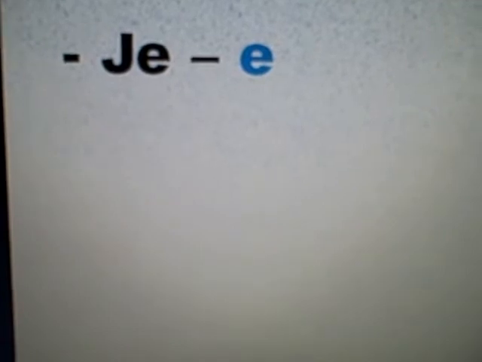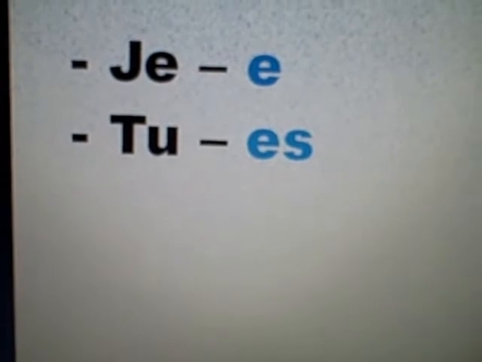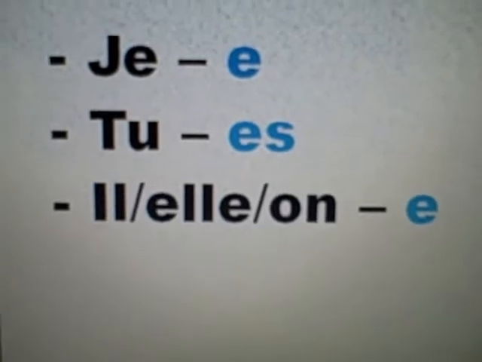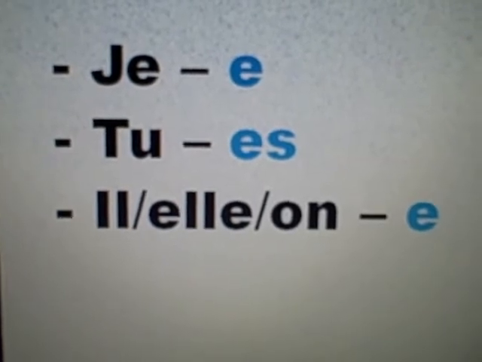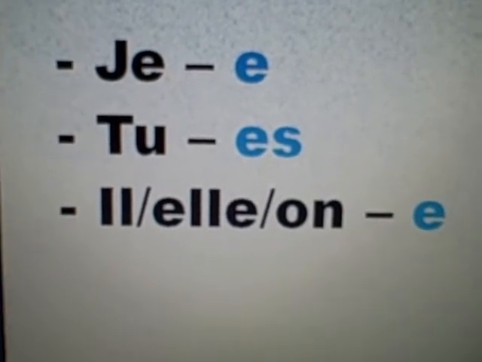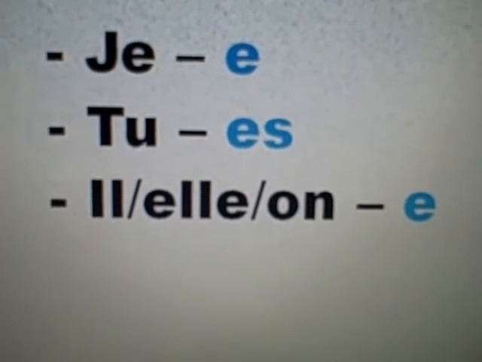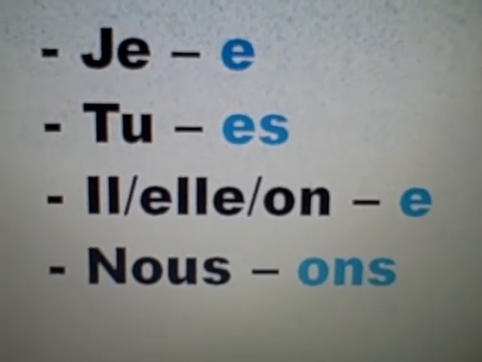If your subject is je, your verb ending is going to be the letter E. If your subject is tu, your verb ending is ES. If your subject is il, elle, or on, your verb ending will be E. Keep in mind that subjects are not always pronouns, so if you have a person's name, if you're talking about a girl or a boy, that would also take an E because you could replace the person's name with an il or an elle. So anytime you're talking about a girl or a guy or an it, you're going to have an E ending. This is going to be an important one if you're working on the imparfait.